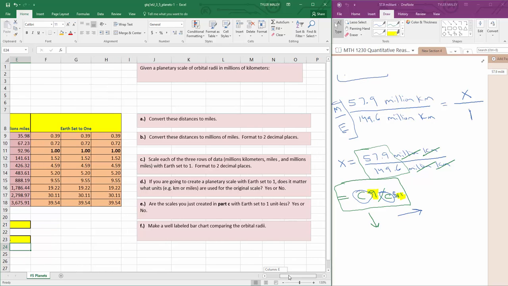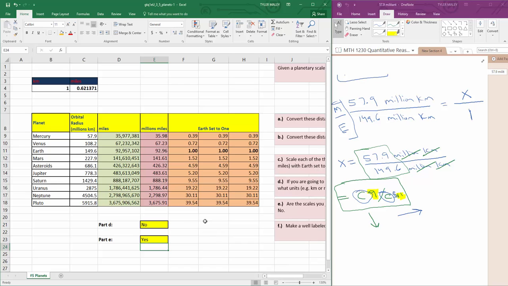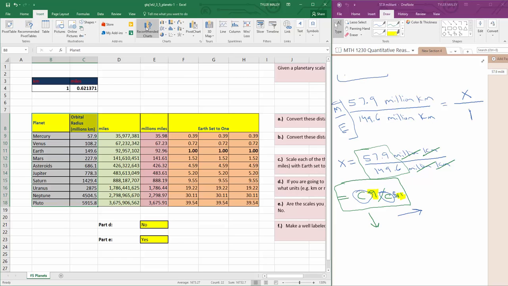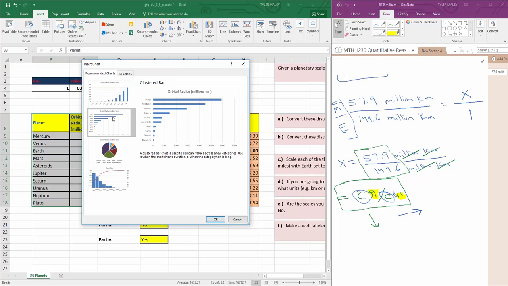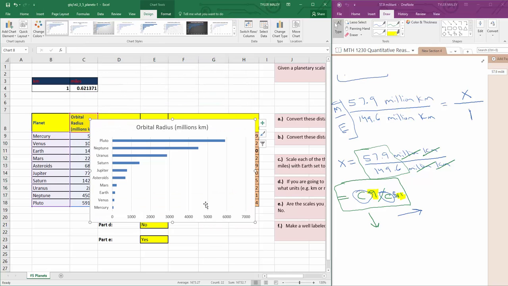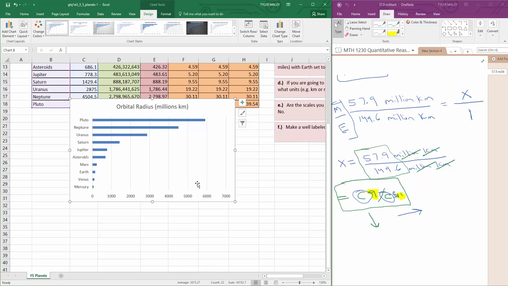And then lastly, part F is to create a well-labeled bar chart comparing the orbital radii, right? So what I would do is select these two. So go from cell B8 to C18, select those, and then come up here to insert. And then you can select the recommended charts, right? Or you can go to bar. So the recommended charts usually pops up something pretty nice, right? Some good options. So like here's a good chart. I like this one for this graph, how they're going sideways, but it's just a personal preference, right? You can pick which bar chart you think would work well. So here's my bar chart.